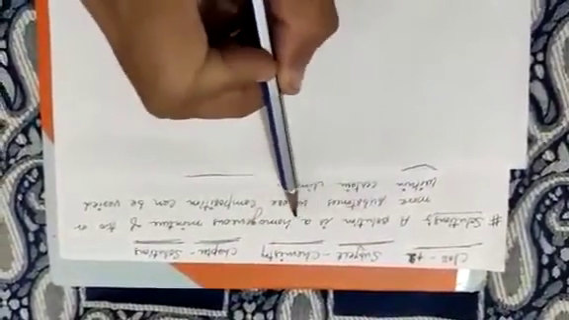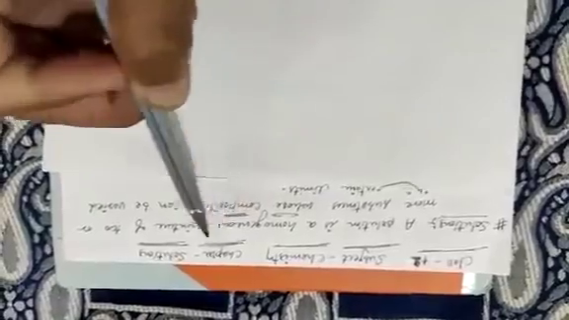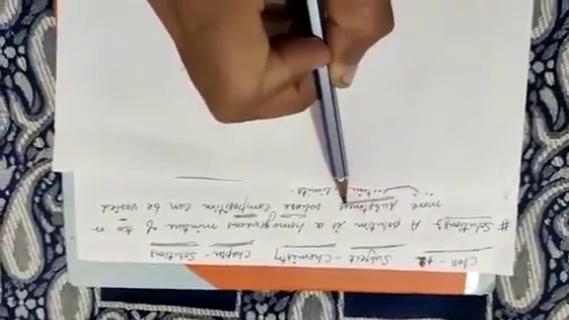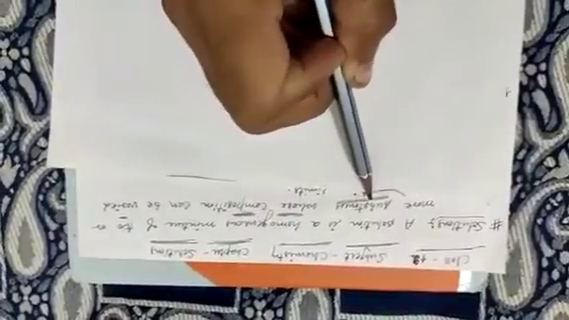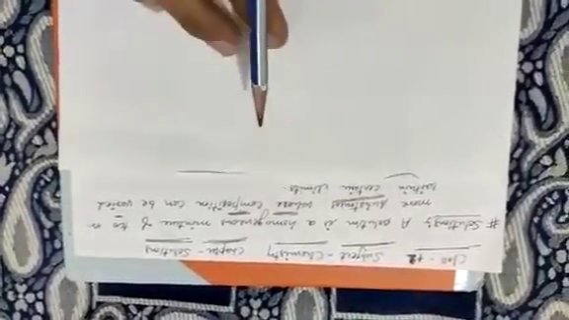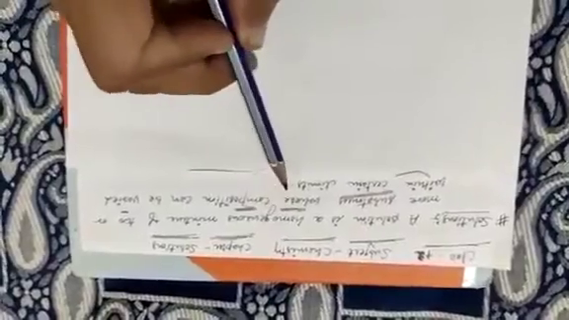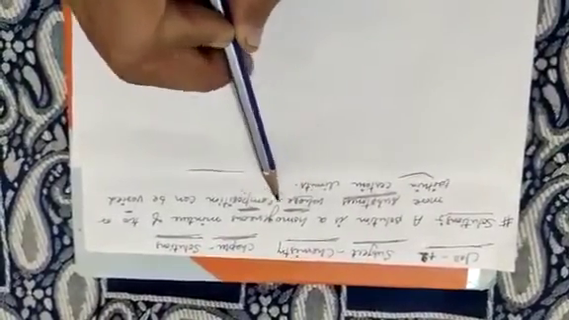A solution is a homogeneous mixture of two or more substances. Means when two or more substances mix together thoroughly, it is a homogeneous mixture. Means when two substances mix thoroughly without any boundary, and whose composition can be varied within certain limits. Means the composition of that component can vary from time to time. So these are called solutions.